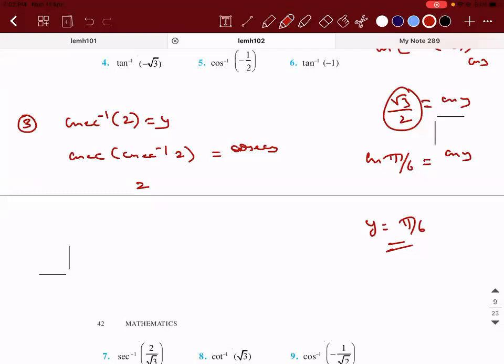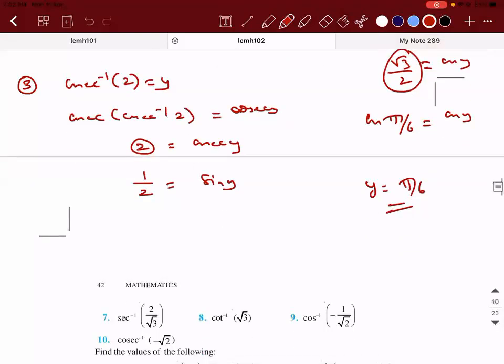So cosecant of cosecant inverse 2 is equal to cosecant y. So how can I write this 2? Suppose you don't know the cosecant table, what you can do is convert it to sine. So 1 by 2 is equal to sine y, correct? Because cosecant y is 1 by sine y. So 1 by 2 is how much? Sine pi by 6 is equal to sine y. Try solving it. So y is pi by 6. Simple, huh?